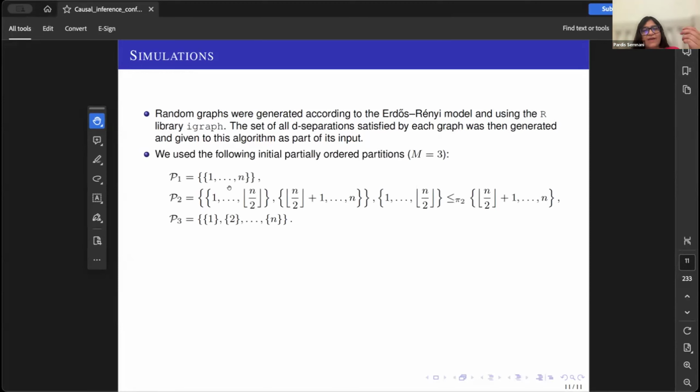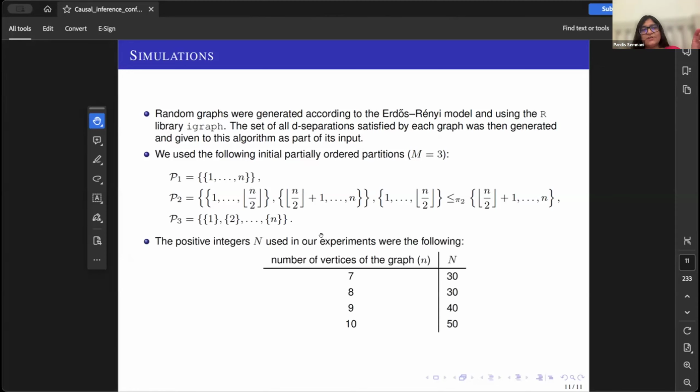Now, for each run of the algorithm, we have tested it on 3 different initial partially ordered partitions, as you can see here. And this is the parameter n that we have used for our algorithm, depending on how many vertices our graph has had. So with these parameters, I'm going to show you the results of 2 of the simulations that we had.